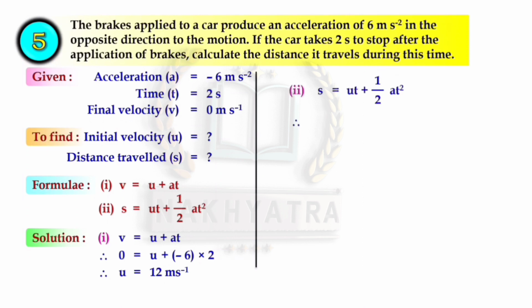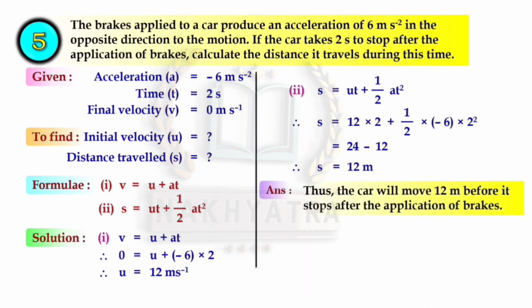And then we will find out the distance. So put the values accordingly. S equal to 12 into 2 plus half into minus 6 into 2 square. Then calculate it and we will get s equal to 12 meter. So the answer is, thus the car will move 12 meter before it stops after the application of brakes.